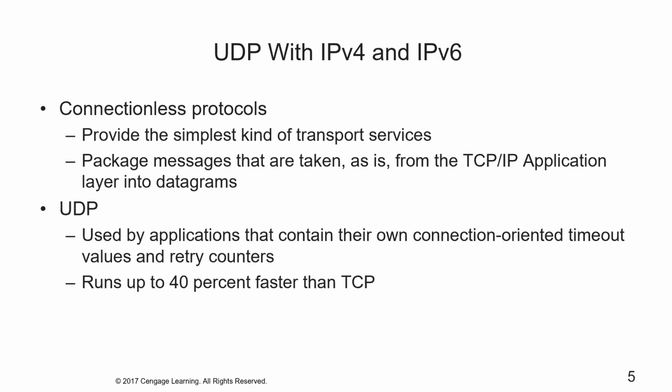So you can think of UDP as no-frills transportation. It's the Uber X instead of the Uber Black. UDP is a connectionless protocol. It's a simple kind of transport service. It packages messages taken as is from the TCP/IP application layer into datagrams. UDP is used by applications that contain their own connection-oriented timeout values and retry counters, and it runs up to 40% faster than TCP.